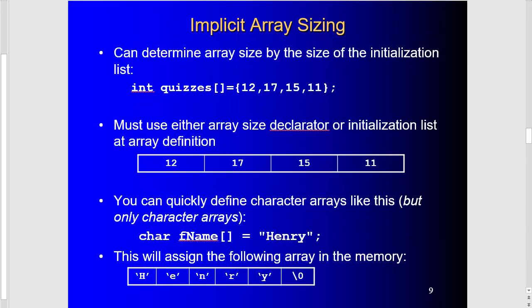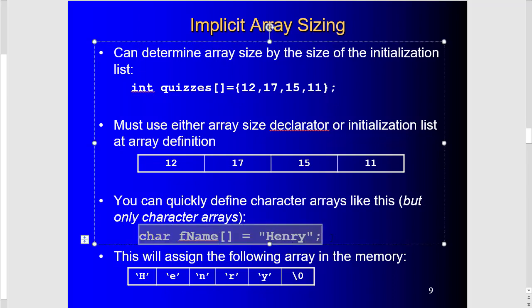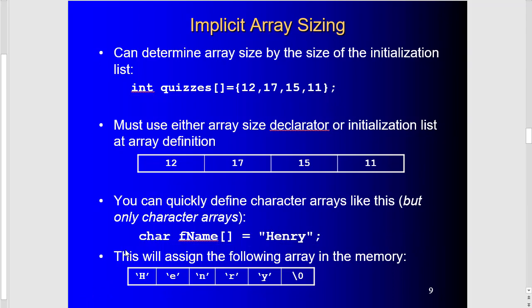Slides 9 and 10. All right, the 9 and 10 example is down here at the bottom. So the third bullet says you can quickly define character arrays like this, but this only applies to character arrays. So this statement right here is creating an array called fname, and it's an array of characters, and it's initializing it to Henry. So what happens when this array is defined and initialized is that memory is allocated and initialized to the string, and each element of the array is made up of a single character in the string.